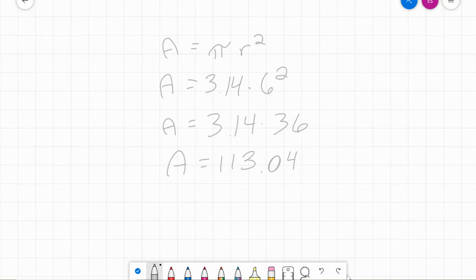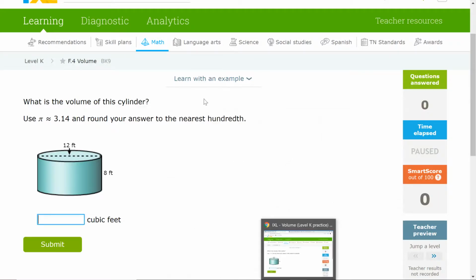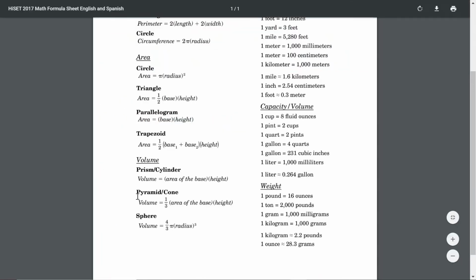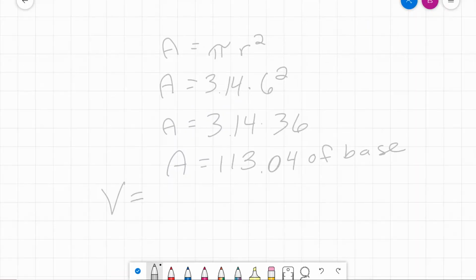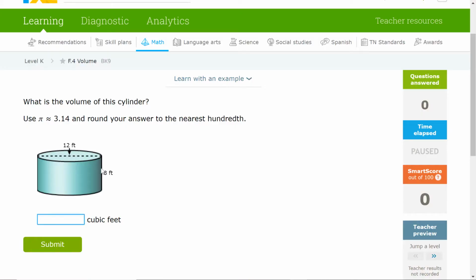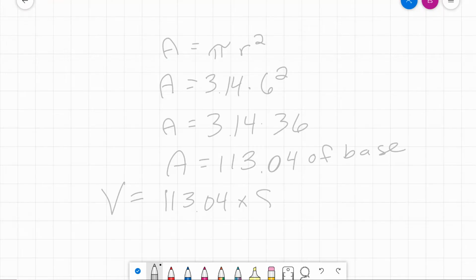Okay, now that that's my area, now I need to calculate the volume. So this is the area of the base, and the volume for a cylinder is equal to the area of the base times the height. So we'll take that area of the base, volume equals 113.04 times the height, which is 8 feet. I'm just going to do that in my calculator, times 8, and I get 904.32.